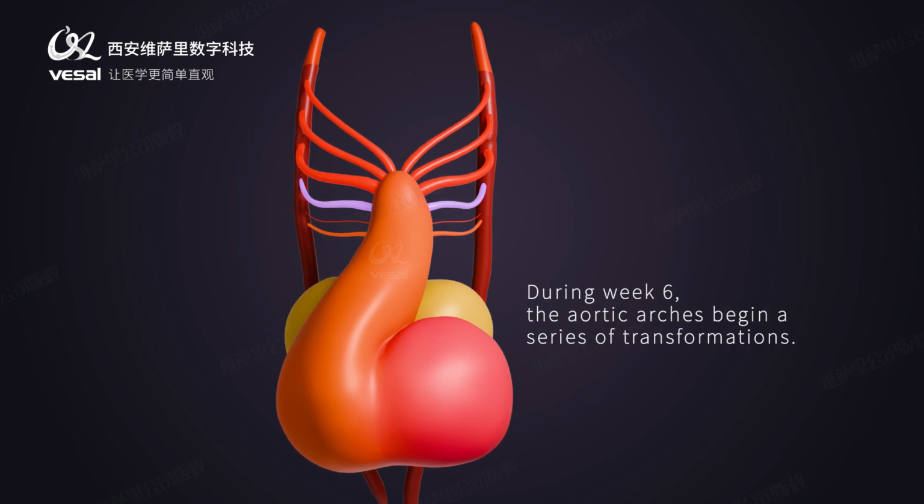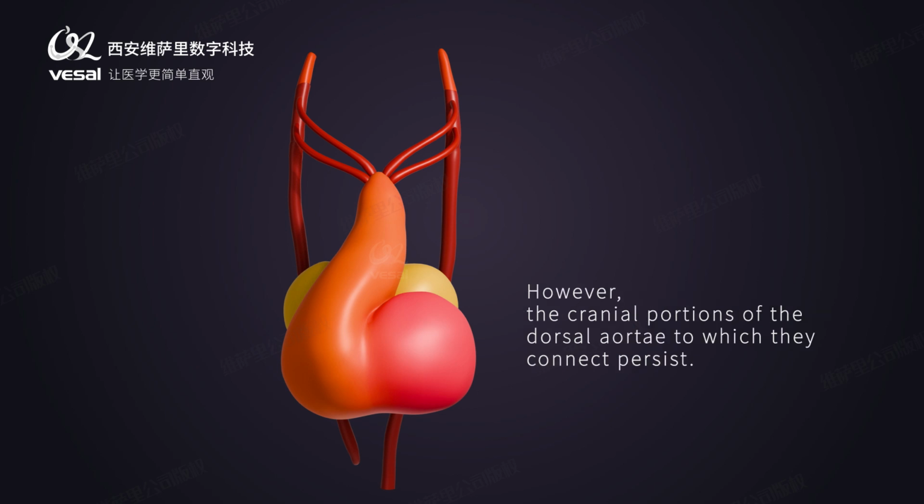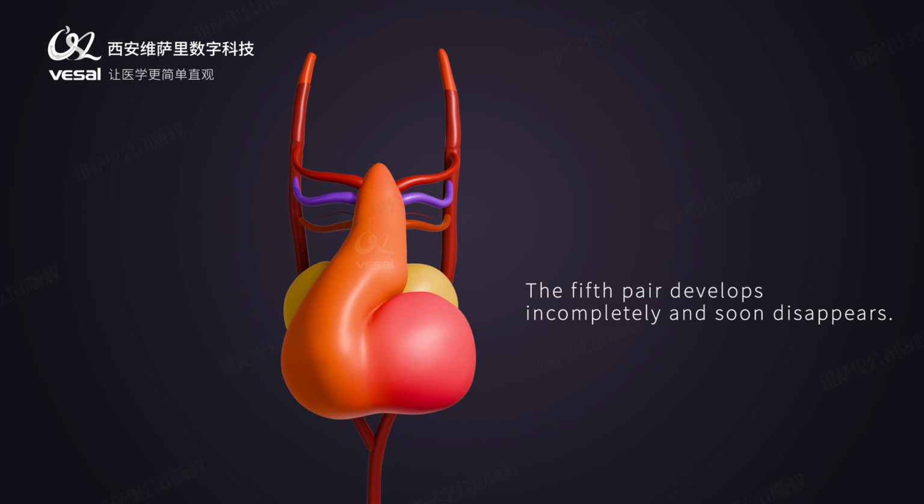During week 6, the aortic arches begin a series of transformations. The first and second pairs of aortic arches appear earliest, but quickly degenerate and disappear. However, the cranial portions of the dorsal aortae to which they connect persist. Subsequently, the third, fourth, fifth, and sixth pairs of aortic arches appear in succession. The fifth pair develops incompletely and soon disappears.